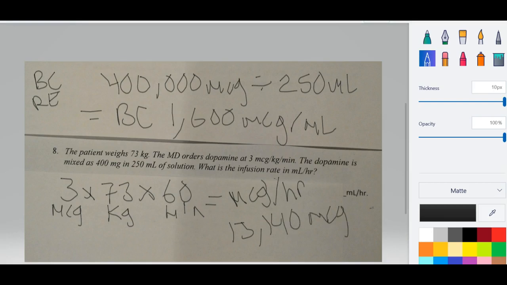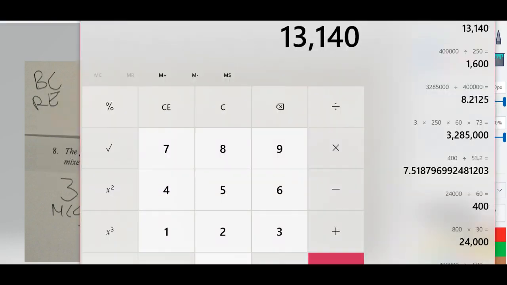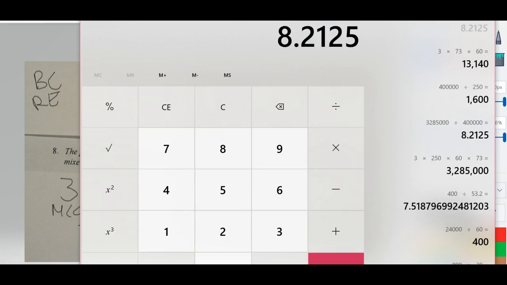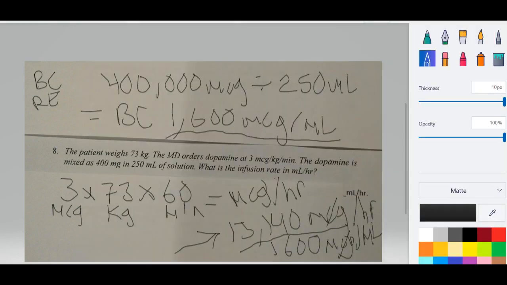13,140 micrograms per hour. So now we just have to know what this means in terms of mLs now that we know the base concentration is this. Okay, so all we're going to do is take this and divide it by 1,600 micrograms per ml, and that'll give us mLs per hour. 13,140 divided by 1,600. What do you know? 8.2 mLs per hour. You guys are like or not like?